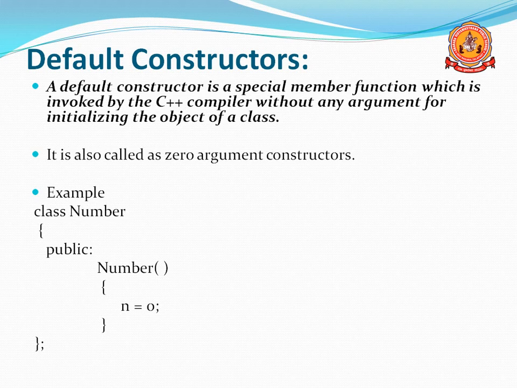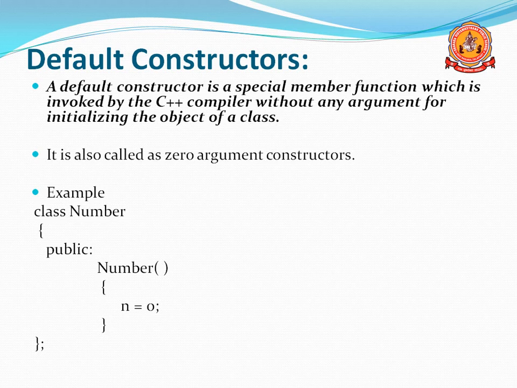A default constructor is a special member function which is invoked by the C++ compiler without any argument for initializing the object of a class. The constructor is mainly used to initialize the object of the class, and here it does not contain any argument. Arguments may or may not be present. Whenever arguments are not there in a constructor, that type of constructor is known as a default constructor. It is also known as a zero argument constructor.